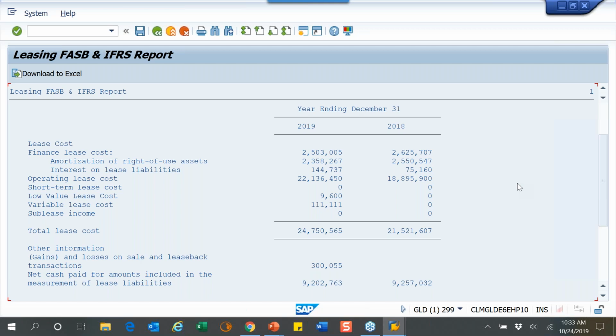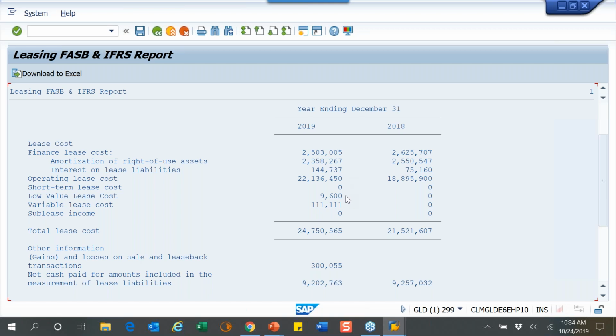So very quickly, what you see on the screen on the top side is really all your P&L impact. CLM does finance leases as well as operating leases. As we talked about earlier, CLM does both IFRS and FASB. So we know that under IFRS, you have only finance leases. Under FASB, there's operating and finance leases. We also have our variant for the operating lease cost, as well as short-term lease costs.